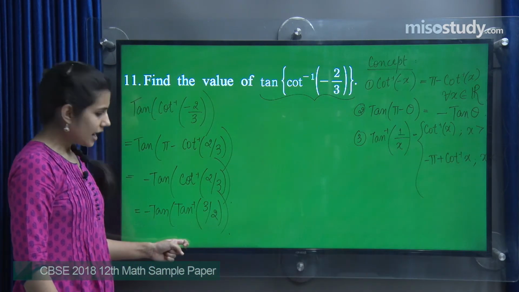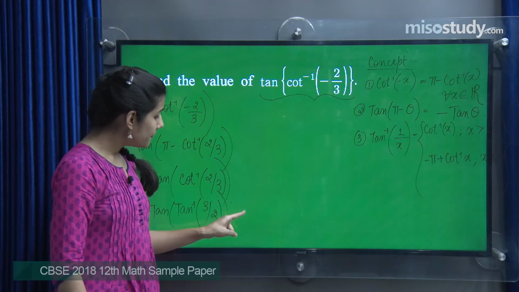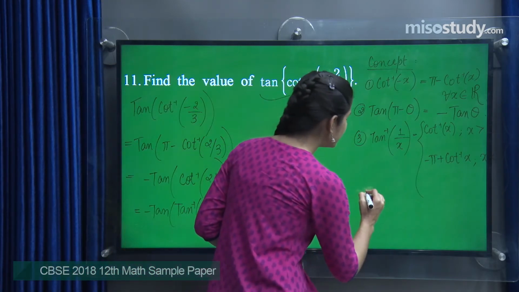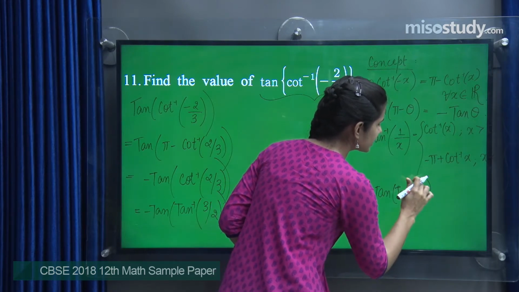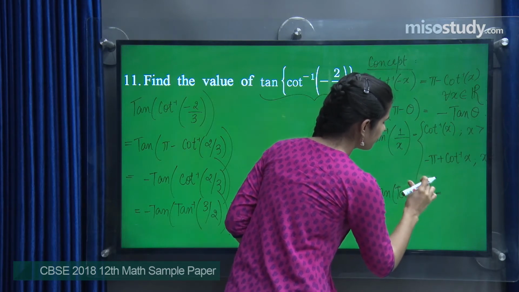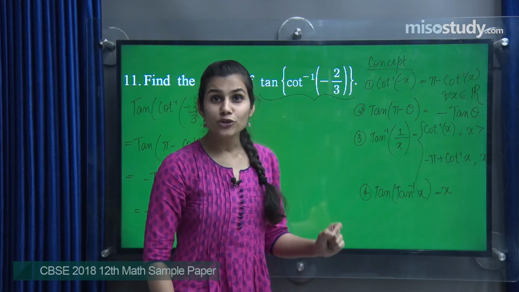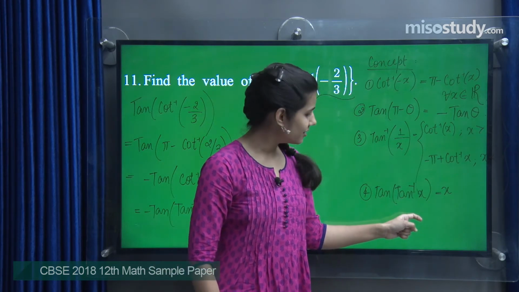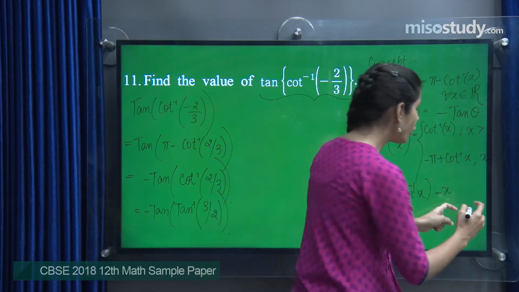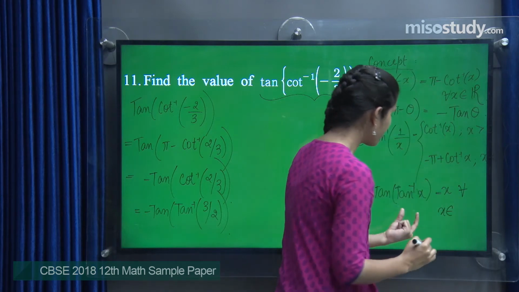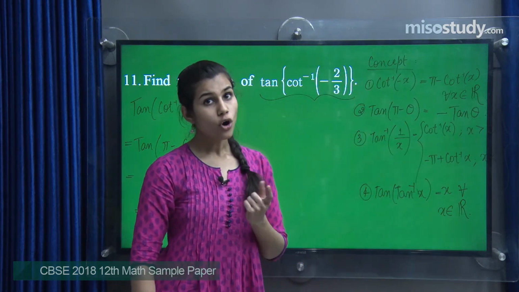Now what do I do next? I have a tan inverse. I very much feel like cancelling them out. But when can I do that? The rule is tan of tan inverse x is equal to x. When does this happen? When does my curiosity of cancelling tan and tan inverse out get satisfied? I can cancel them out, basically write an x, only when this x is coming from the domain of tan inverse, which is the collection of all reals.